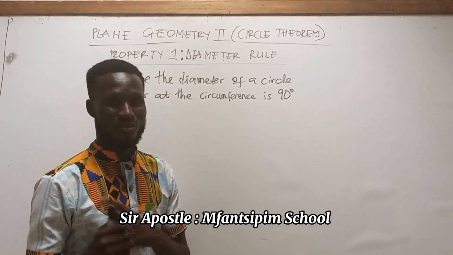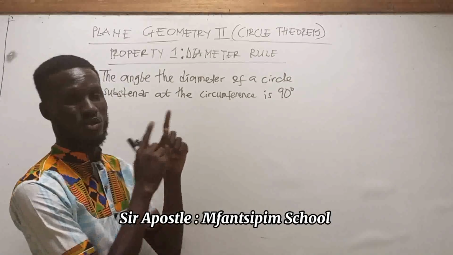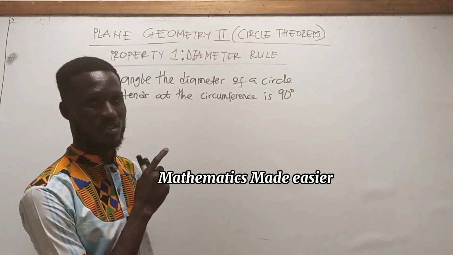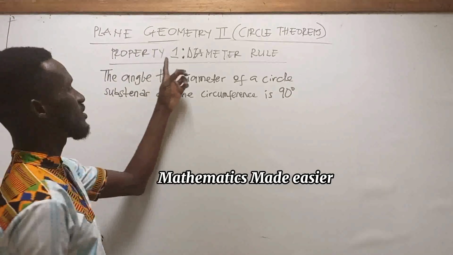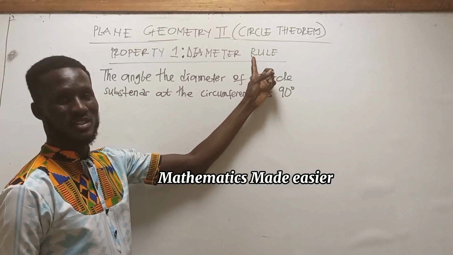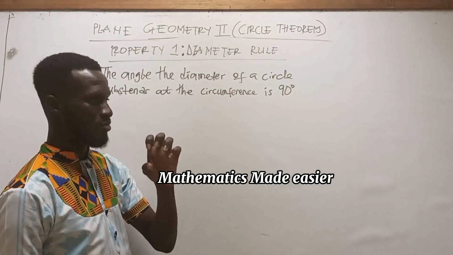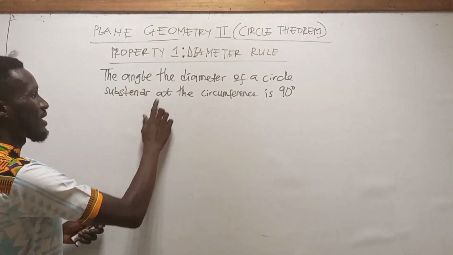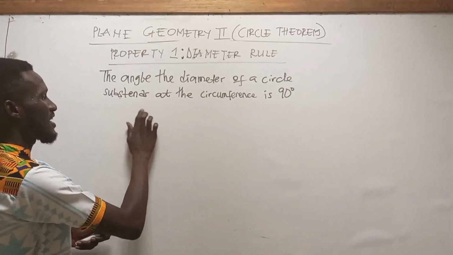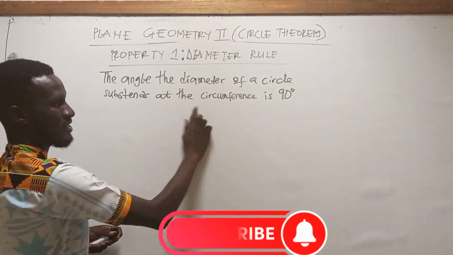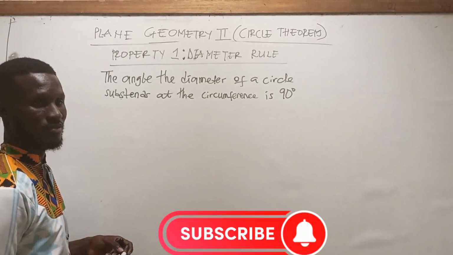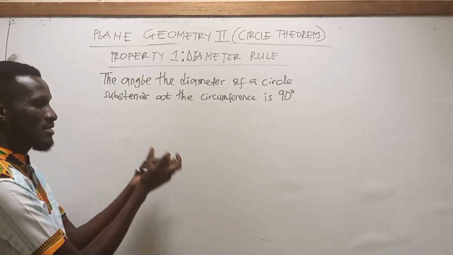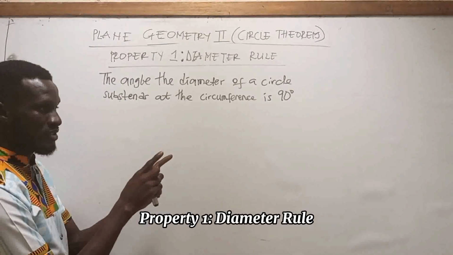Now, in our previous video, we talked about circle theory. We are coming to begin with the properties. Now, property 1, I call it the diameter rule. Let's see the property. The property says that the angle the diameter of a circle subtends at the circumference is 90 degrees. So the angle the diameter of a circle subtends at the circumference.